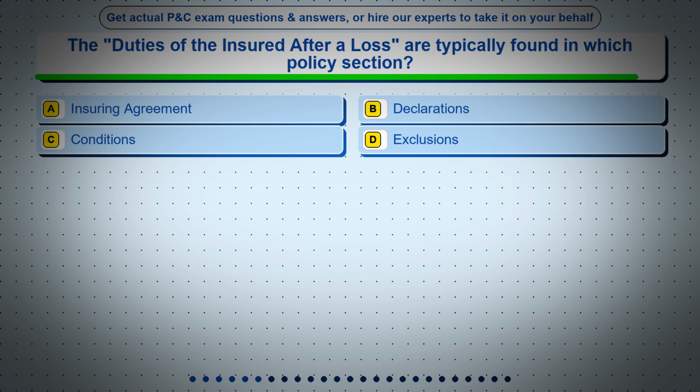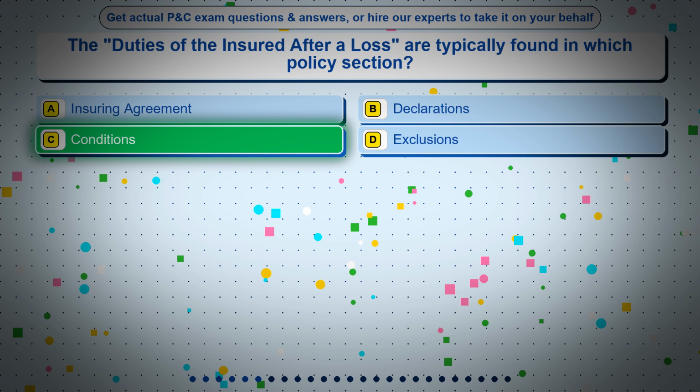Question 6. The duties of the insured after a loss are typically found in which policy section? Option A. Insuring agreement. Option B. Declarations. Option C. Conditions. Option D. Exclusions. The correct answer is option C.